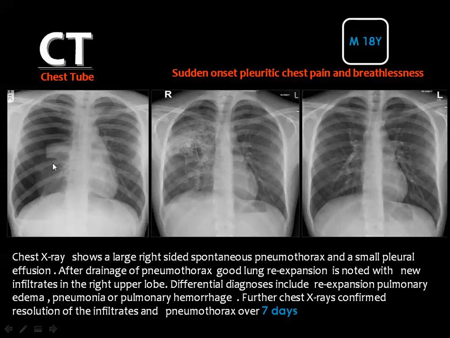You see a patient with a large amount of pneumothorax on the right side. After drainage of the pneumothorax, there is opacification of the lung representing re-expansion edema that has been cleared out in about 7 days.